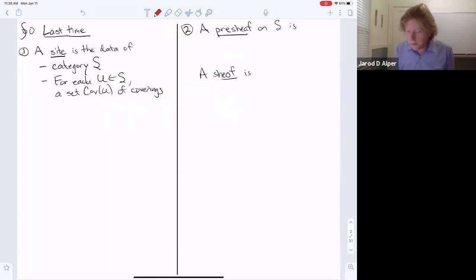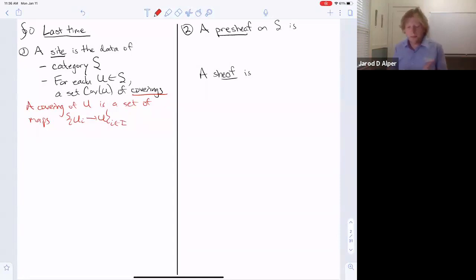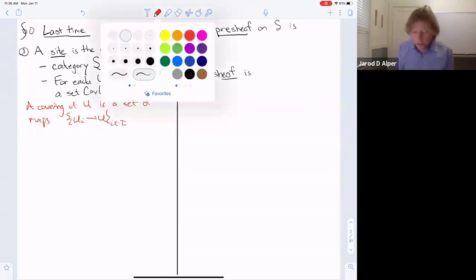And here, just to spell out this definition within a definition, a covering of U is a set of maps, which you read as U_i to U, indexed by some set I. Usually a covering should be surjective in some sense, but a covering of U is just a set of maps, and then we impose conditions.